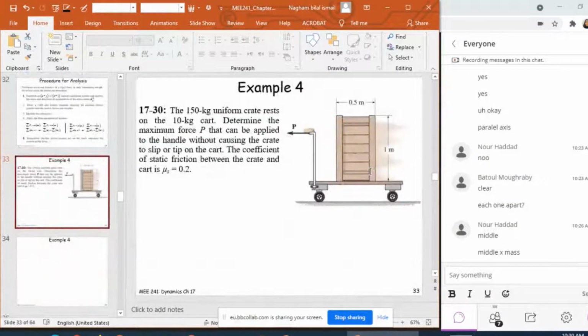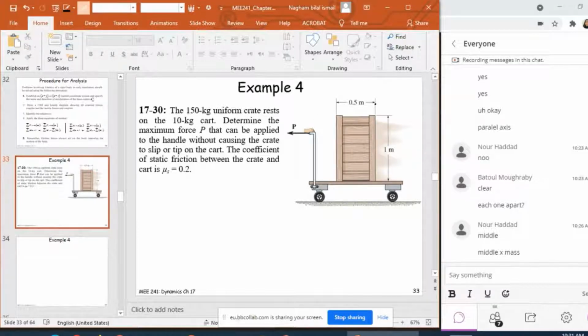So let's apply this to the first problem here. And this is the last problem that I'm going to solve in the solving session. I have a 150 kilograms uniform crate that rests on the 10 kilograms cart. I need to determine the maximum force P that can be applied to the handle without causing the crate to slip or tip on the cart. The coefficient of static friction between the crate and the cart is μs equal to 0.2.